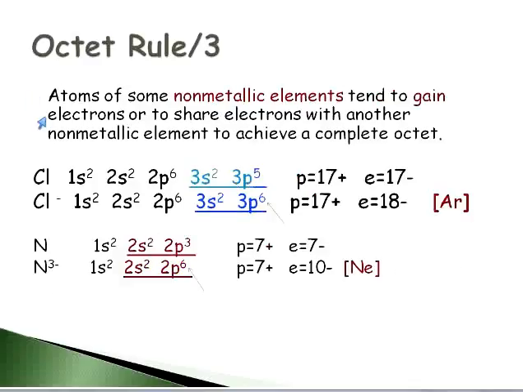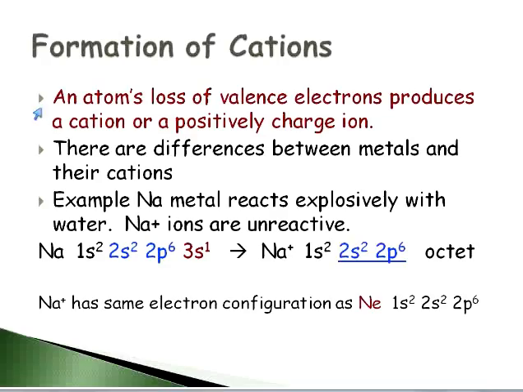Atoms of nonmetallic elements tend to gain electrons or share electrons with another nonmetallic element to achieve a complete octet. And again here, notice 5 goes up 1, 6. It has 18 electrons, same as argon. This goes up 3. It has 10 electrons, the same as neon. Again, nitrogen has gained 3 electrons, so now it's complete. The p orbital has 6, s has 2. Same as neon. This one has the same electron configuration as argon. So nonmetallic gains, forming anions.